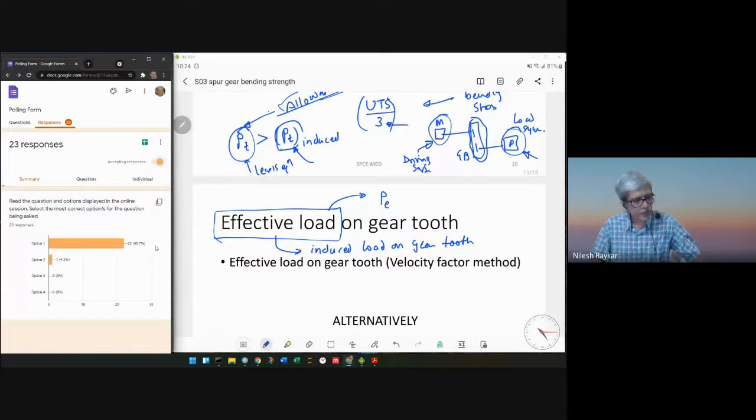Let me just see what nomenclature I'm using. Okay, so we are calling it P effective, PEFF. So that is CS, the service factor, multiplied by PT. So PT is our theoretical tangential force. So that is one part.